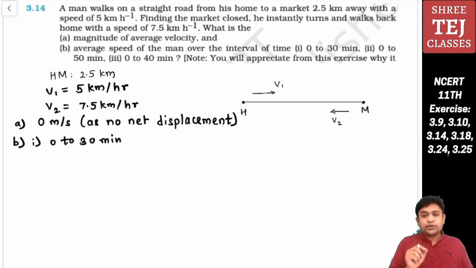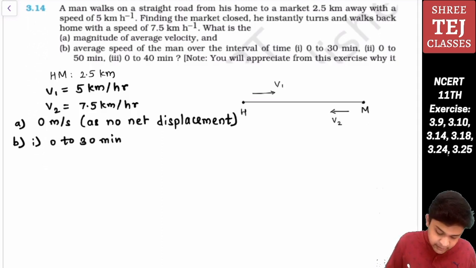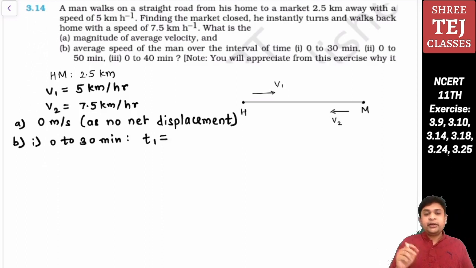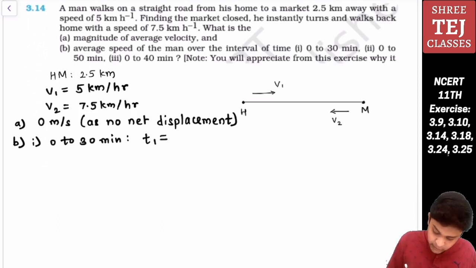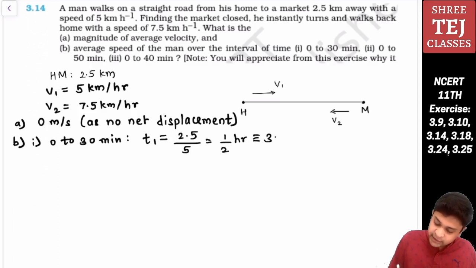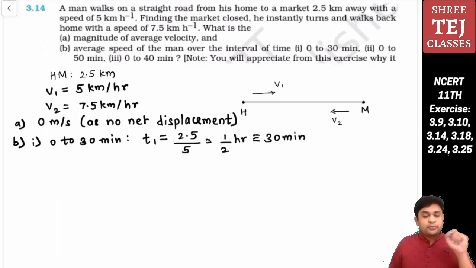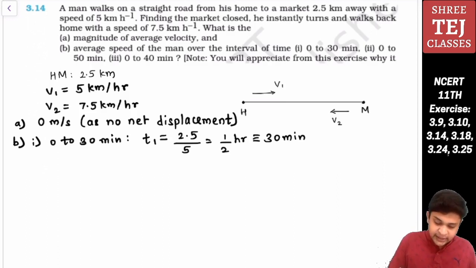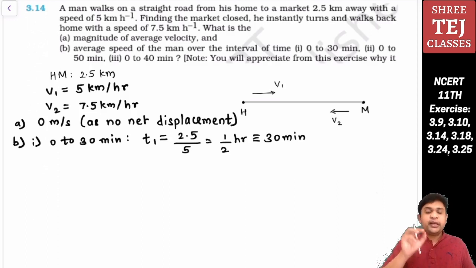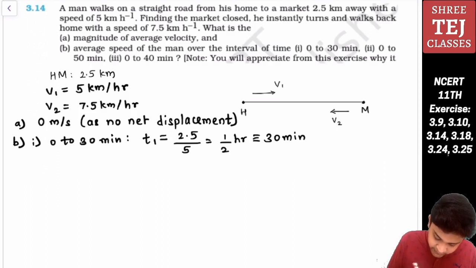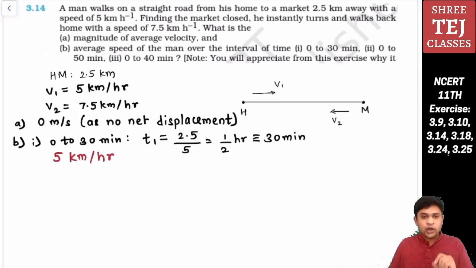Now if we consider his motion for going to the market, time taken to go to the market is 2.5, which is the distance, divided by speed 5, which is half hour, which is nothing but 30 minutes. Therefore the person is walking 30 minutes with speed of 5 km per hour. His speed is not changing, therefore average speed from 0 to 30 minutes will be 5 km per hour.